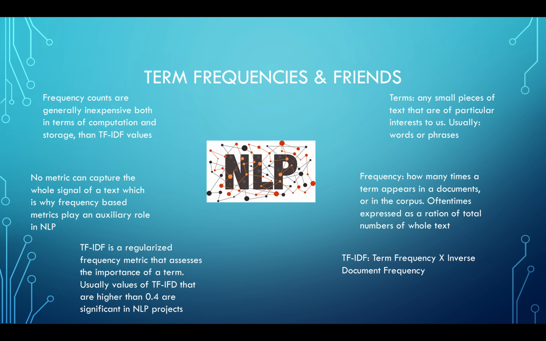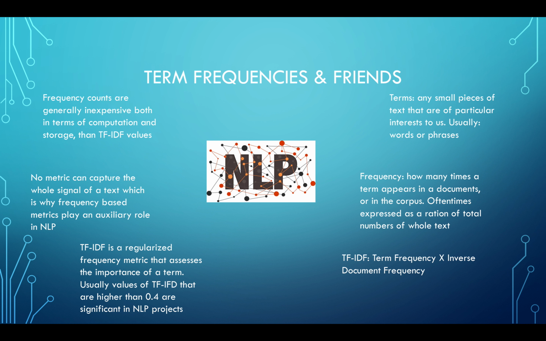As for the frequency, this is how many times a term appears. Oftentimes, these are expressed as a proportion of the total number of terms in the document. TF-IDF is a very interesting option of all of these. Its usefulness makes it the most useful method in NLP. It stands for term frequency inverse document frequency. It is a product of term frequency and inverse document frequency.